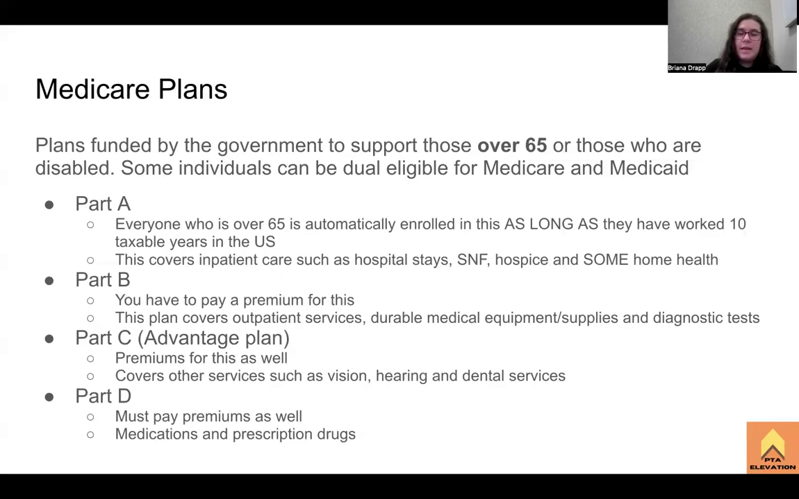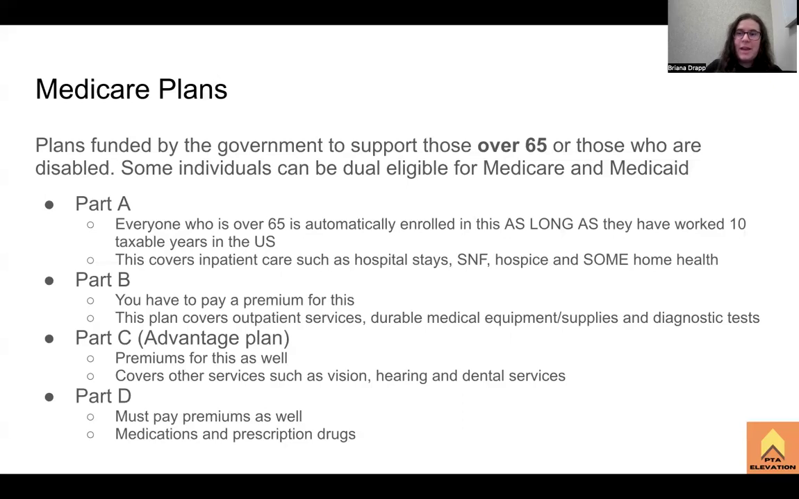And then Part D, think drugs. So this is going to be all of our medication and prescription drugs. Again, they'll have to pay a premium to go into this. There's a whole other bit for Part D, but this is going to get you like 95% of the way to answering the question, right? So we're just going to keep it simple.